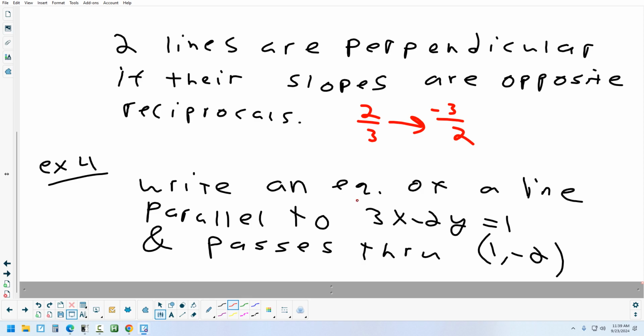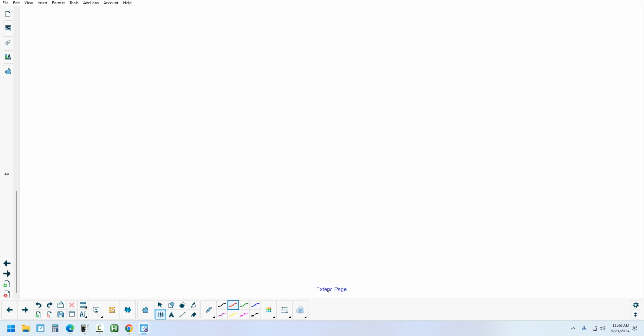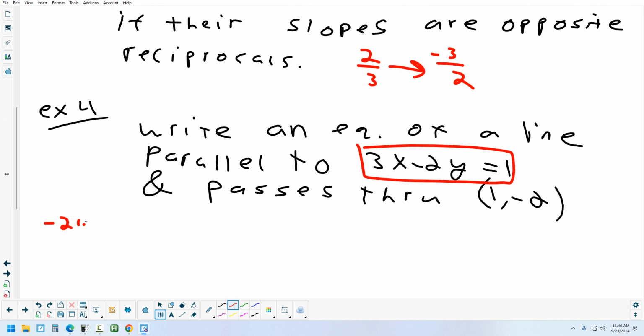Well, if I'm going to be parallel to that line that I just put a box around, what is it that I need to know about that line that I can't really tell looking at it the way it's written? The slope? I need the slope. So the easiest way to get the slope is to get y by itself. So I subtracted the 3x to the other side. So I have -2y equals -3x plus 1.